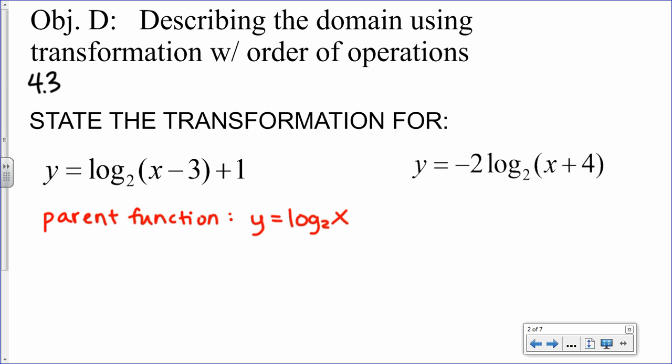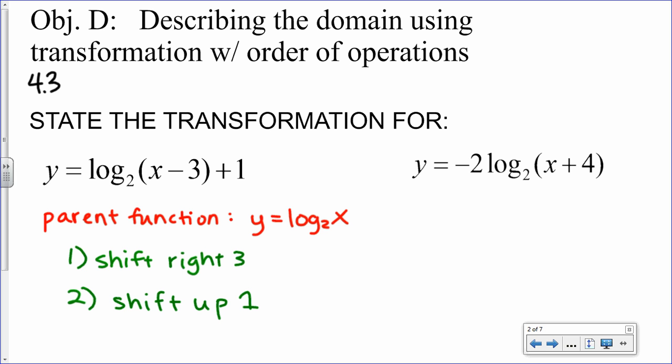So the -3 on the inside means I'm going to go right 3, good. And then the +1 at the end, good, shifts up 1. Okay, so if you're moving left or right, it will be inside parentheses. And if it's not, like on the warm-up, it's going to be moving up and down.